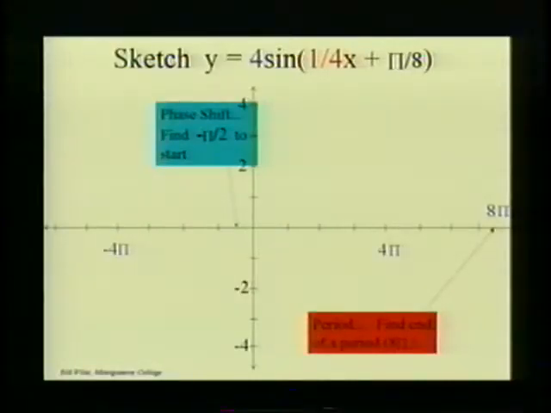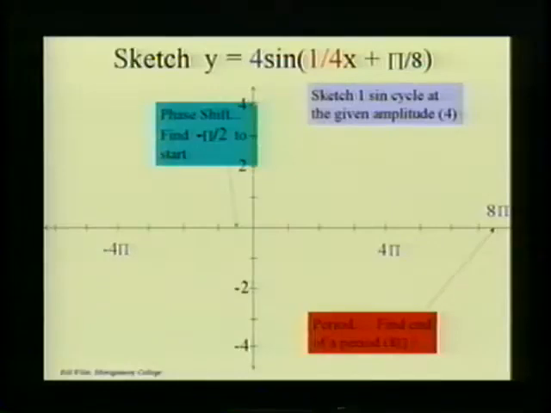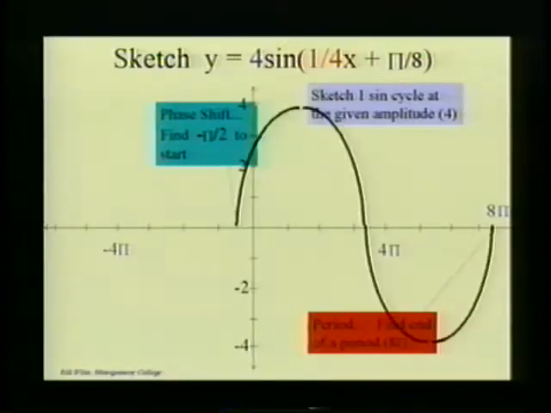Now, how high am I going to go on this? I'm going to go all the way up to 4, because that's the amplitude. And what is this? This is the sine, so I have to do an S. Ready? Spaghetti. Let's go the other way. Spaghetti.